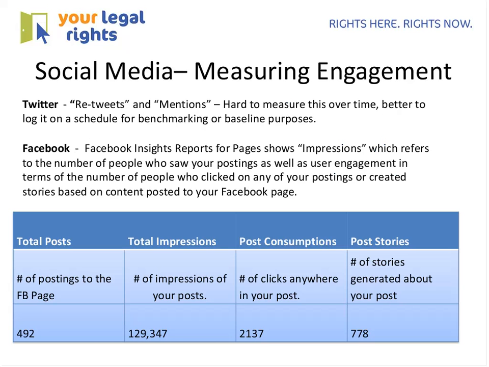With Facebook, you can get something called insight reports, and they show you impressions, which is how many times people have seen your postings, how many times they clicked on them, and how many times they generated a story out of your post. That tells you that your Facebook page is having an impact in terms of people being engaged by the stuff you post. And your viral percentage also.